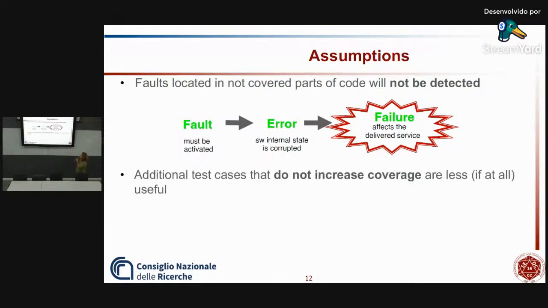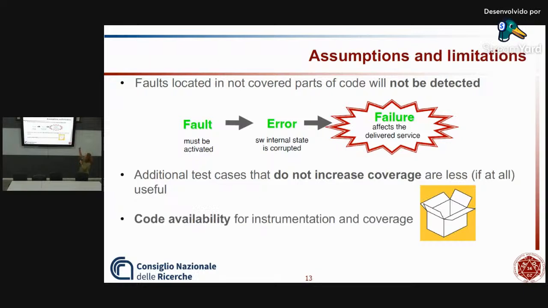In coverage testing, there is somehow the assumption that the usefulness of test cases depends on augmenting coverage. So if you use coverage testing, you consider that test cases that do not increase coverage are less useful than other redundant test cases that continue to cover the same entities.